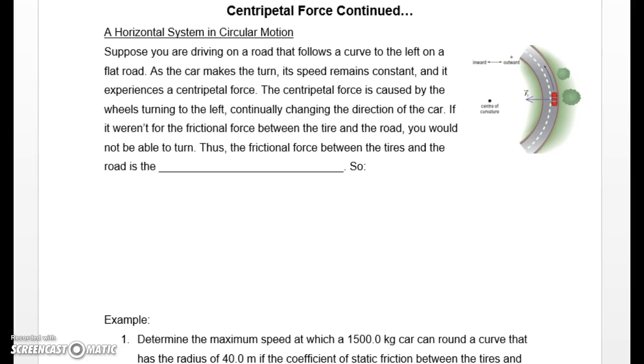So we're going to start off with that horizontal system. Suppose you're driving on a road that follows a curve to the left on a flat road. As the car makes the turn, its speed remains constant and it experiences that centripetal force. Remember, centripetal force means that inward pulling force. The centripetal force is caused by the wheels turning to the left, continually changing the direction of the car. If it weren't for the frictional force between the tire and the road, you wouldn't be able to turn. So this means that the frictional force between the tires and the road is the centripetal force.